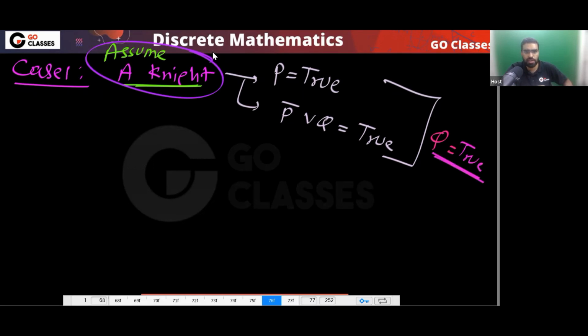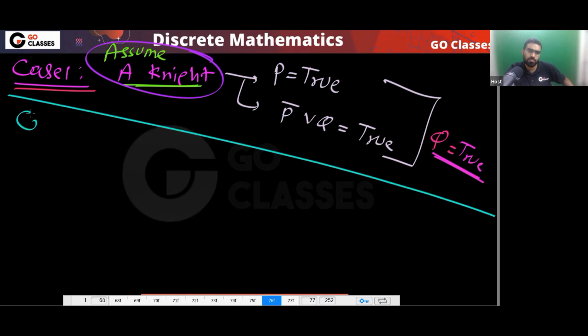Q must be true. Very good. Because P is true, so this is false. False or Q is true, so Q must be true. Very simple. So in this case, we got P true, Q true. Let's see case 2.